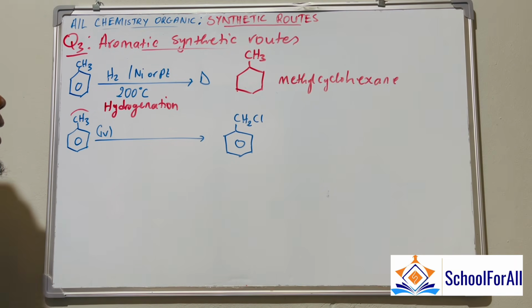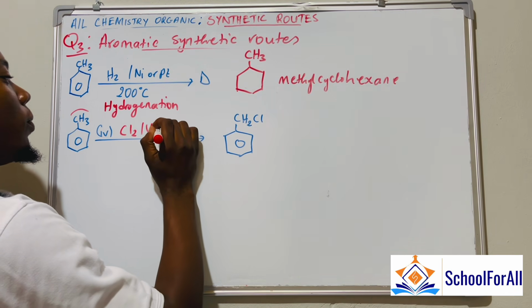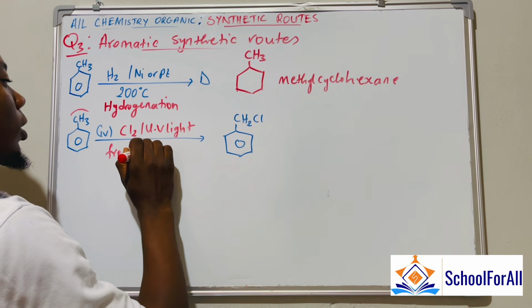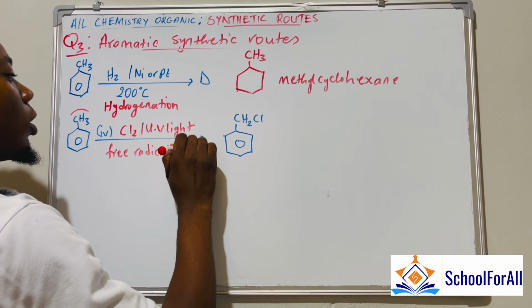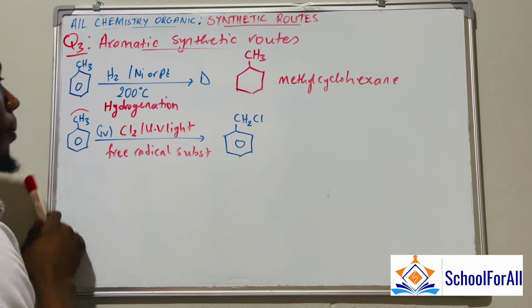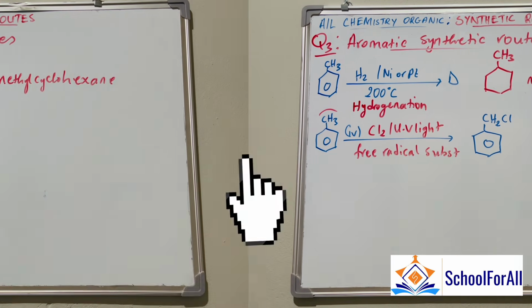Now for halogenation of an alkane, we generally use chlorine in the presence of UV light to initiate a free radical substitution, which we have seen earlier. So this is a free radical substitution which took place in the conversion of my methyl benzene to my chloromethyl benzene.